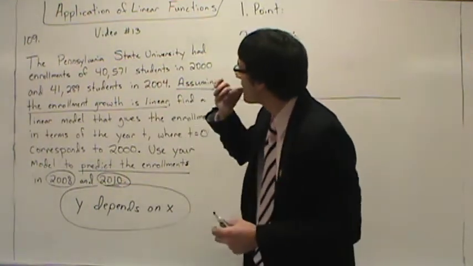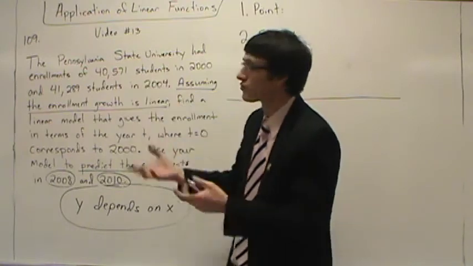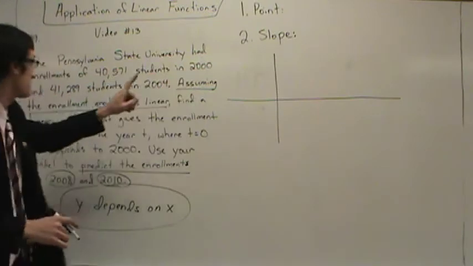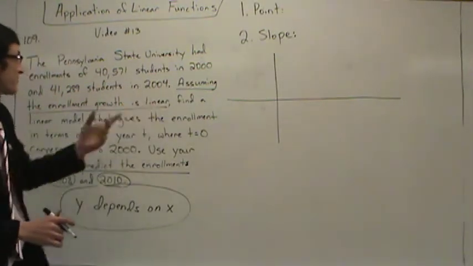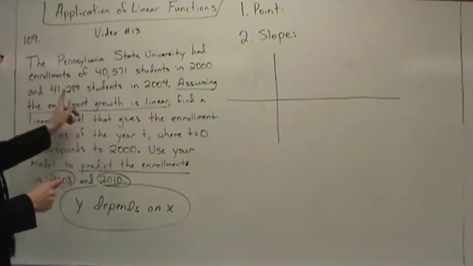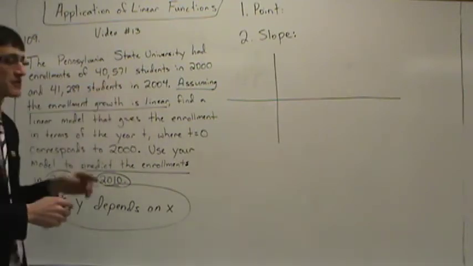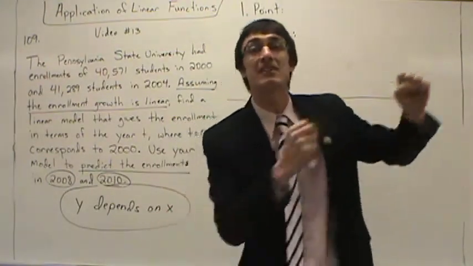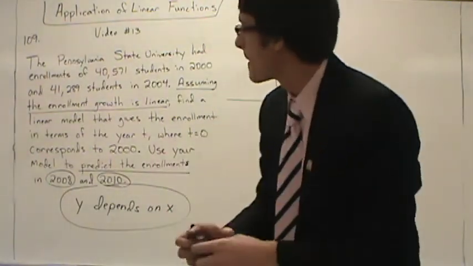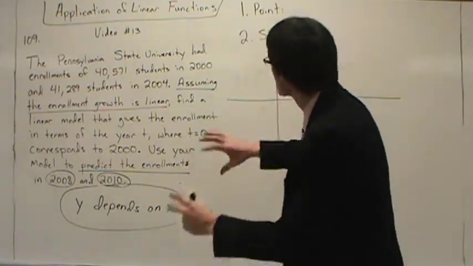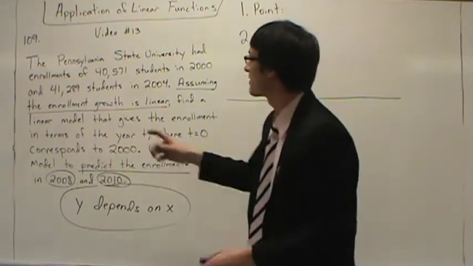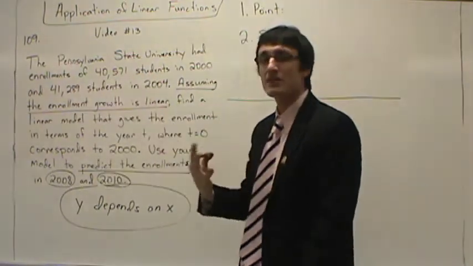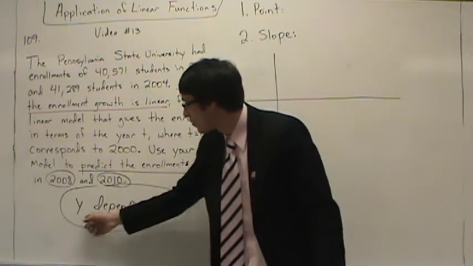First off, is the number of students growing or decreasing? We notice there are 40,000 students in the year 2000 and 41,000 students in 2004. There are more students in 2004 than there were in 2000, so the number of students is increasing. This would be an example of positive correlation, positive slope, growth. So let's get to this phrase, y depends on x.